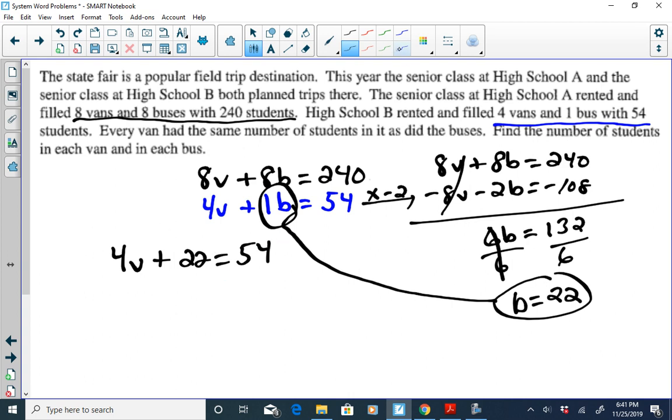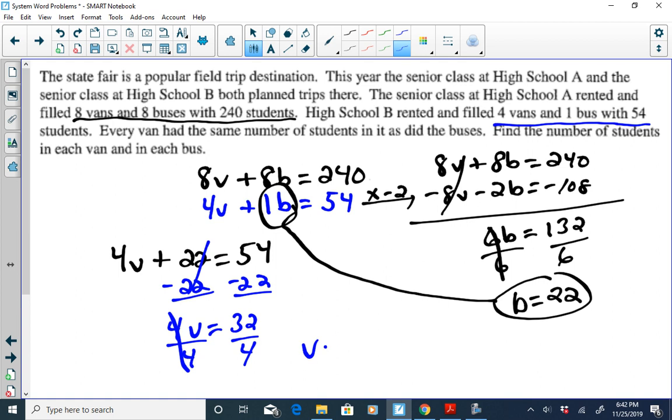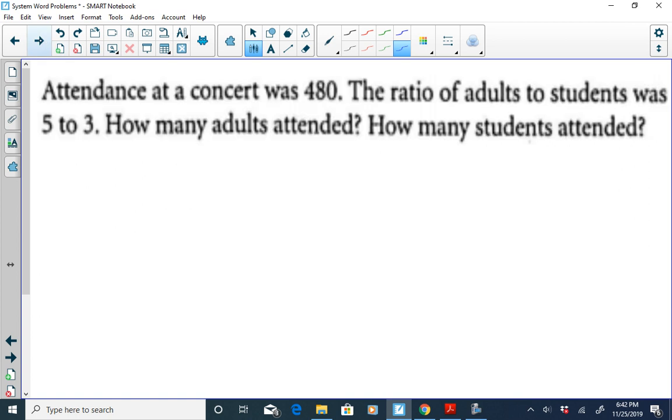Nice simple two-step equation. Subtract 22, subtract 22. They cancel, so we're left with 4V is going to be equal to 32. Divide by 4, they cancel, so V is going to be equal to 8. So that's the number of students in each van is going to be 8, and the number of students in each bus is going to be 22. All right, another type of system problem. All right, next, the ratio problem.